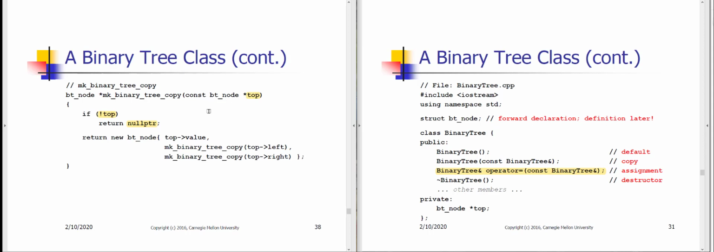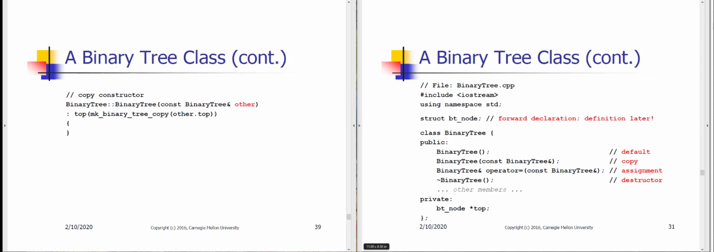On the other hand, if top is not 0, that means that there's at least one value in the binary tree. So we will simply create a new binary tree node with the existing tree's topmost value as its value, and then the left and right subtrees of the new tree are simply copies of the left and right subtrees of the existing tree. This should look very familiar. It's essentially the same as the recursive implementation of mint copy c list, except that instead of recursively copying one list, we're recursively copying two subtrees.